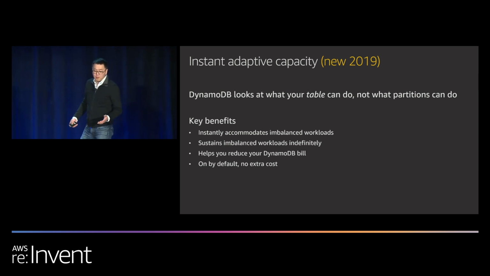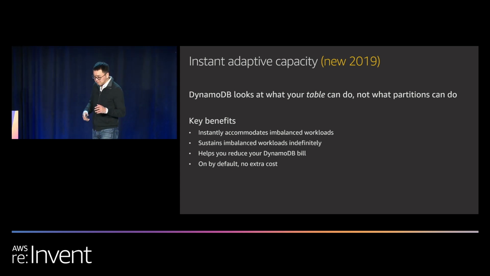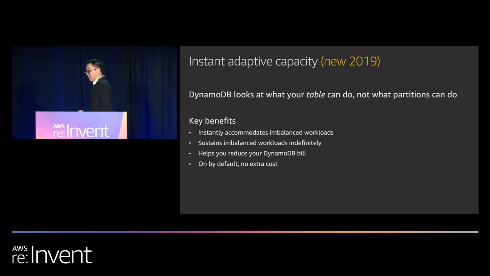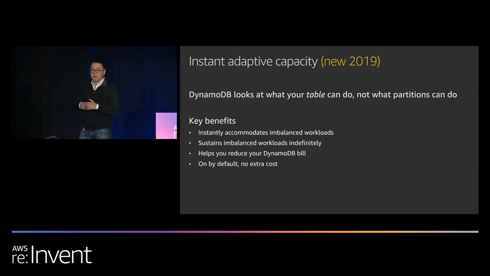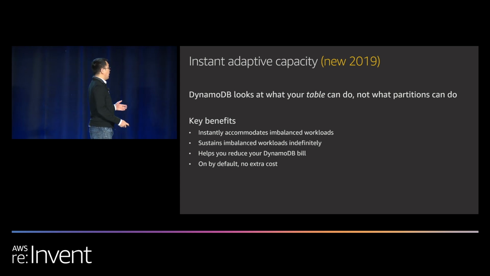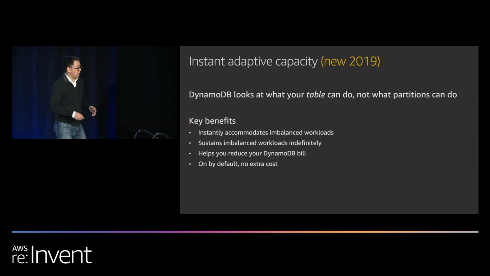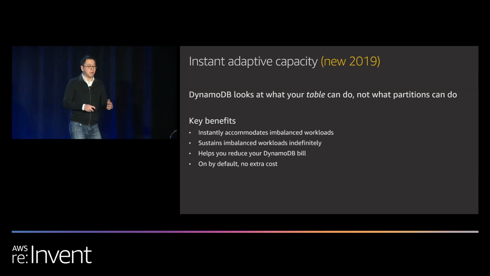So what does this mean for you? Well, DynamoDB instantly accommodates imbalanced traffic, and we do so indefinitely. It's not a temporary thing. You may be familiar with concepts like DynamoDB's 5-minute burst capability, where you can stock up unused throughput, essentially bank it for 5 minutes, and then use it all up in a sudden burst. That's a temporary thing. With adaptive capacity, it's not temporary, it's indefinite, it's always on. It helps you reduce your DynamoDB bill because it enables you to provision more efficiently. Rather than provisioning for a single item that's very high traffic, you can now provision the table as a whole from what the table as a whole requires. And of course, it's on by default, there's no extra cost.